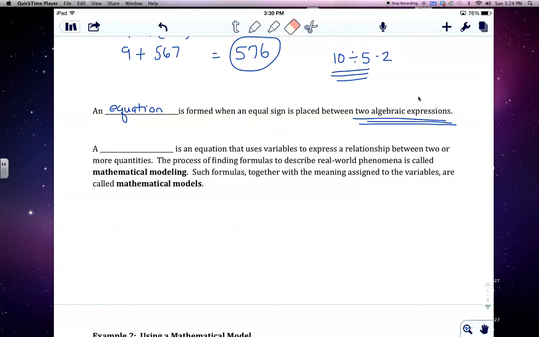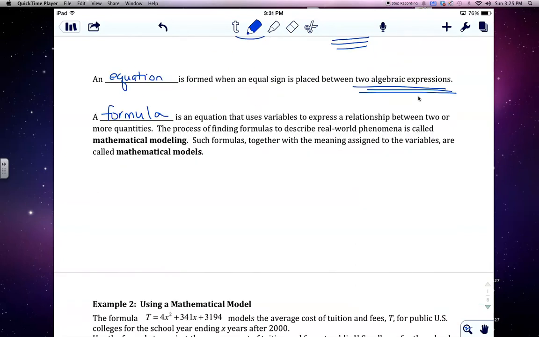So please look at what you have on a test, and if it says solve the equation, there should be an equal sign already given to you. If it says to evaluate an expression, you put a value in for the variable. Using a formula to represent a real-world situation is called mathematical modeling. Such formulas together with the meaning assigned to the variables are called mathematical models. And we will see mathematical models and formulas throughout the course, so just keep that in mind.